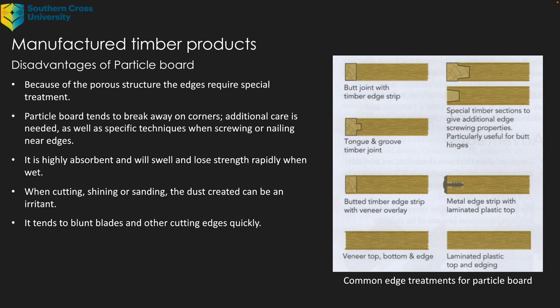Now you can see in this image that here are some common edge treatments. So like I said before, the edges do require special treatment, and they can vary from simply gluing on a strip of timber edging. For a bit of extra strength, you can have a tongue and groove timber joint with the same sort of timber edge. You can have a timber strip with a veneer overlay. So I won't go through them all, you can have a look at that. But there is a range there of what you can do.